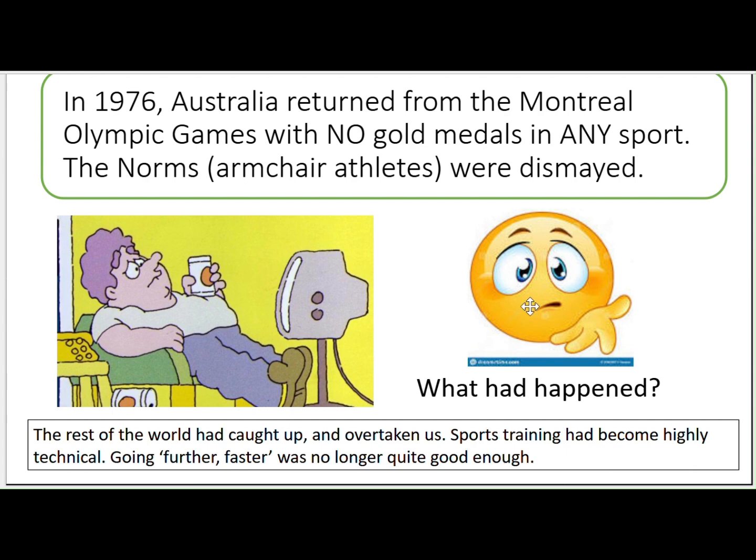So what had happened? Well, investigations were made and nothing had happened. The preparations had been as normal. The team had been as good as any we'd ever sent away. How did we get done? Well, what had happened was the rest of the world had caught up and overtaken us. Sports training had become highly technical. There's a lot of science in it now. Just following your gut feelings wasn't going to be good enough. So going further, faster, no longer quite good enough.